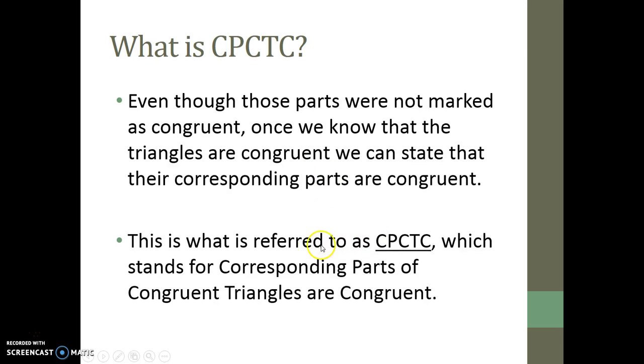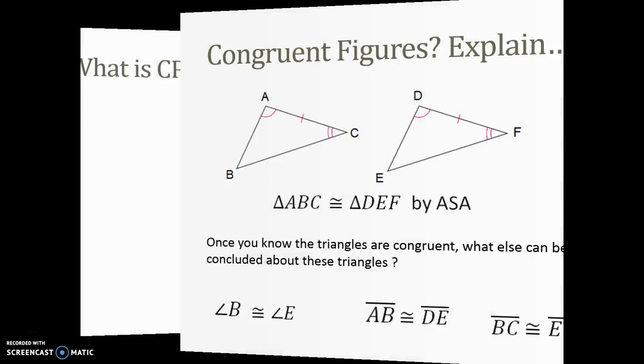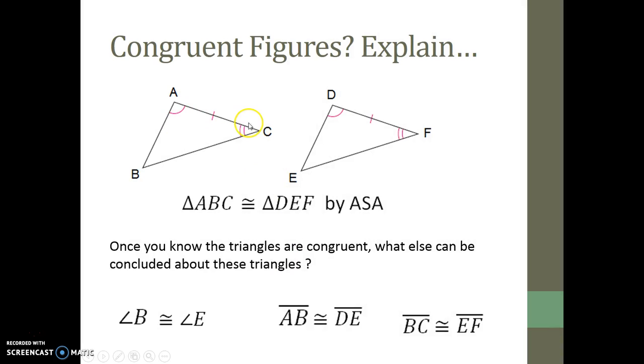I would take a look down here. It stands for corresponding parts of congruent triangles are congruent. So what does corresponding mean? That just means that it kind of matches up. So if we go back to our picture here, once we prove that the two triangles are congruent by ASA, then we could say all corresponding sides are congruent and all corresponding angles. So BC with EF.